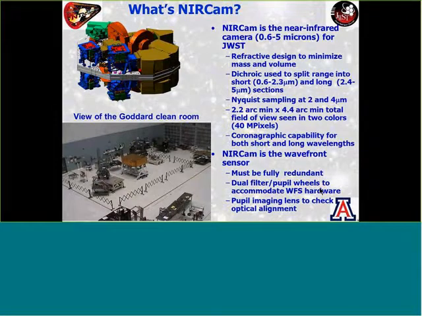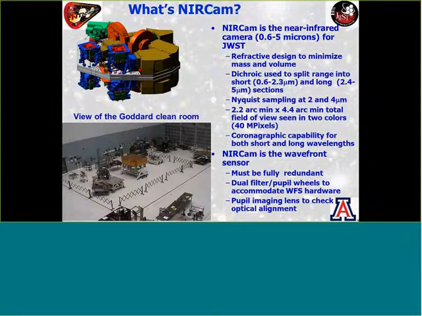NIRCam is a quite complicated camera, and there are many reasons why it costs a lot more than Spitzer instruments, and you'll soon appreciate that as I go through this talk. Of course, NIRCam is the 0.6 to 5 micron camera for JWST, and there are a number of unique features that NIRCam has, some of which are similar to IRAC, some of which are quite different.